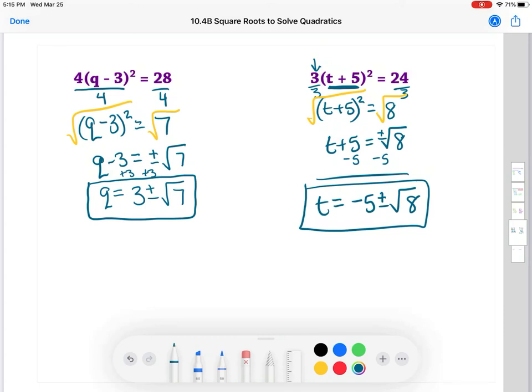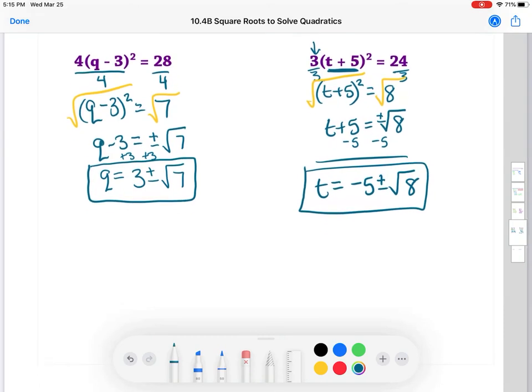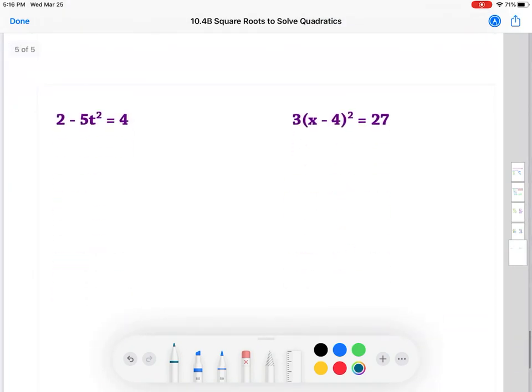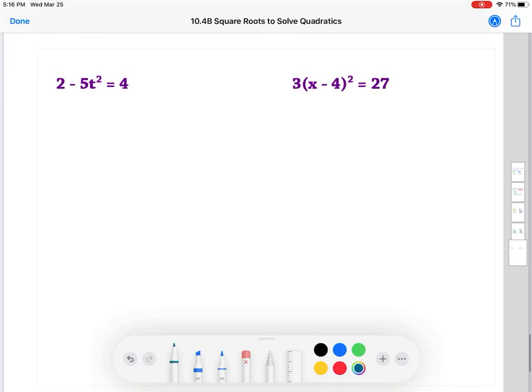How are those looking to you? Do you think you can make some sense out of that? Okay. Pause the video right now and see if you can solve these two. One of them is more like a review from yesterday, and the second one is an example of what we were just talking about today. So pause the video, try to solve them on your own, and then resume the video and see if your answers match mine. See you in a bit.